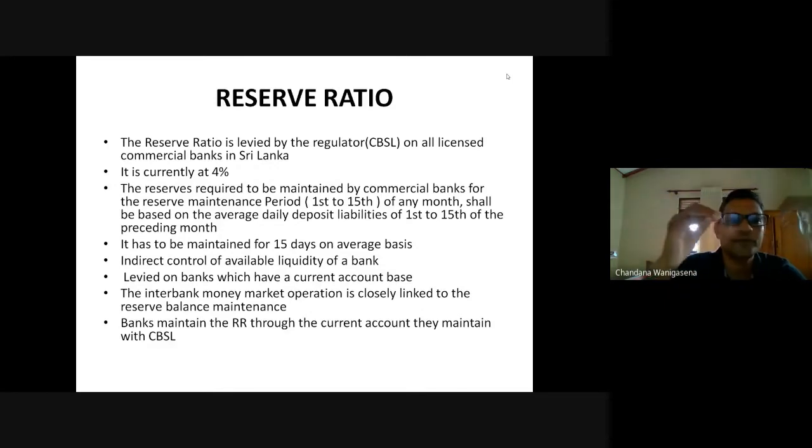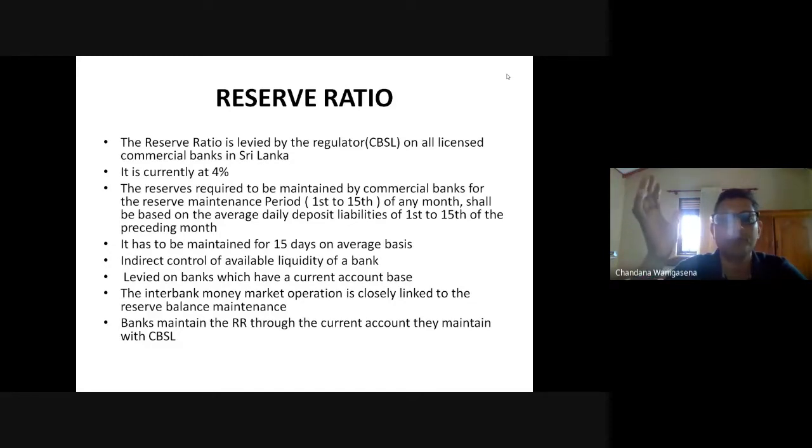So this is actually for safety purposes. Banks are expected to keep this, so that in a difficult situation, we can take back some of this money to improve our liquidity. What you need to remember is that 4% is the reserve ratio. So how do you calculate that?